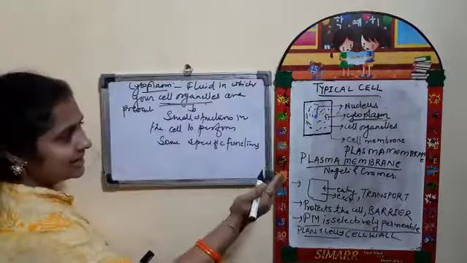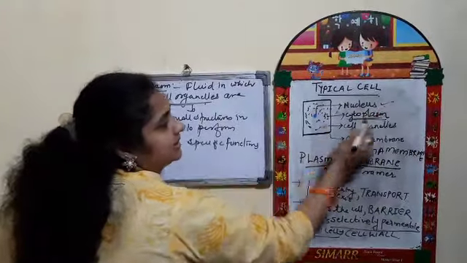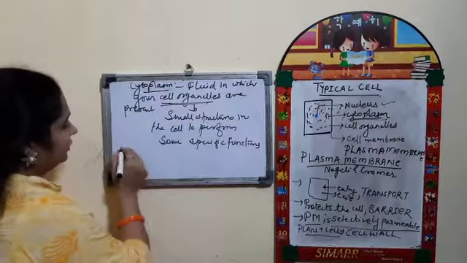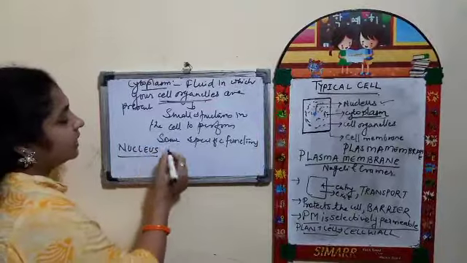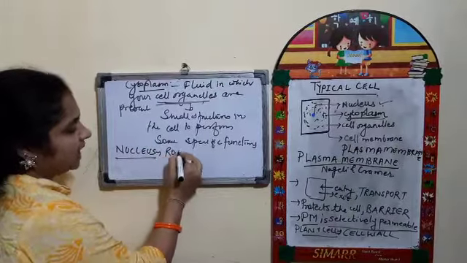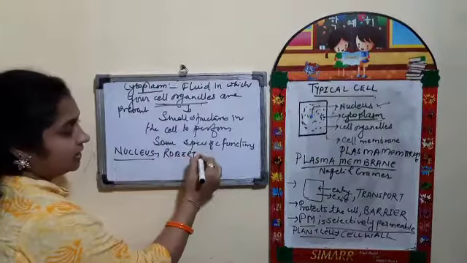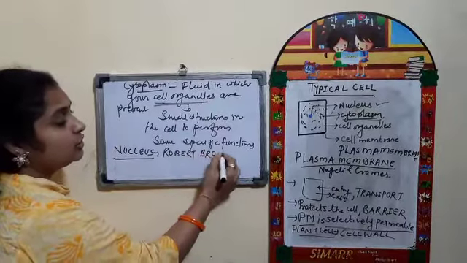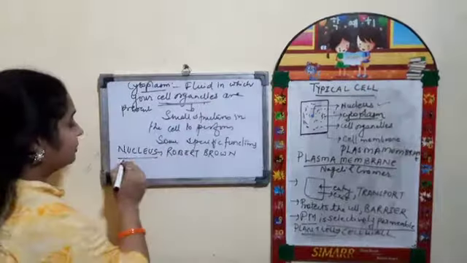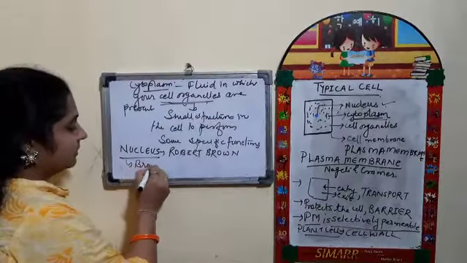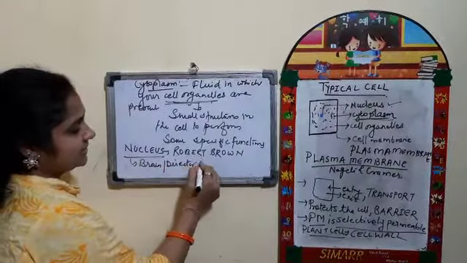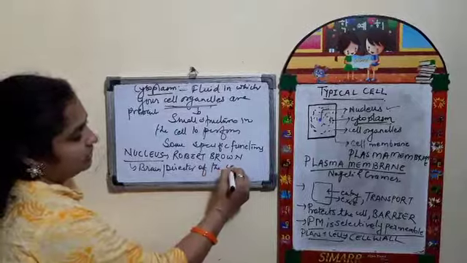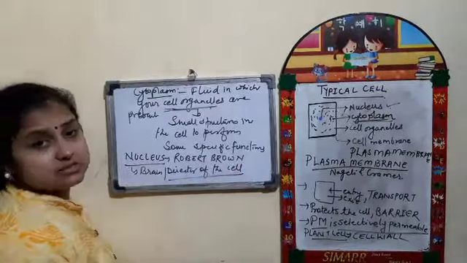Now, besides that, you can see the blue colored structure, your nucleus. Who discovered the nucleus? Robert Brown discovered the nucleus. The nucleus is called the brain or director of the cell.